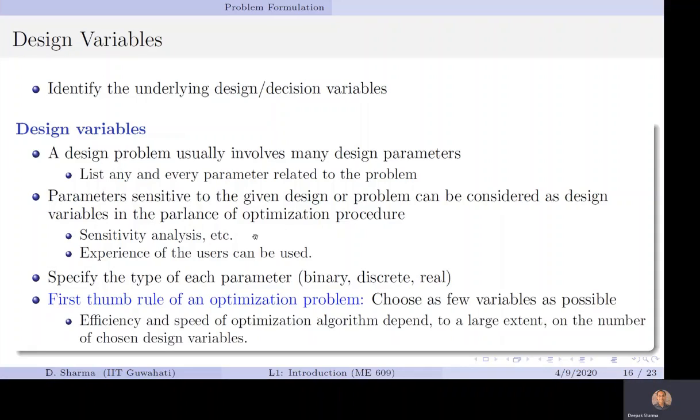So the first thumb rule of an optimization problem is to choose as few variables as possible. Why? Because the efficiency and speed of an optimization algorithm depend on the number of variables. So if we keep it less, then the efficiency and speed of the optimization algorithm will be good.